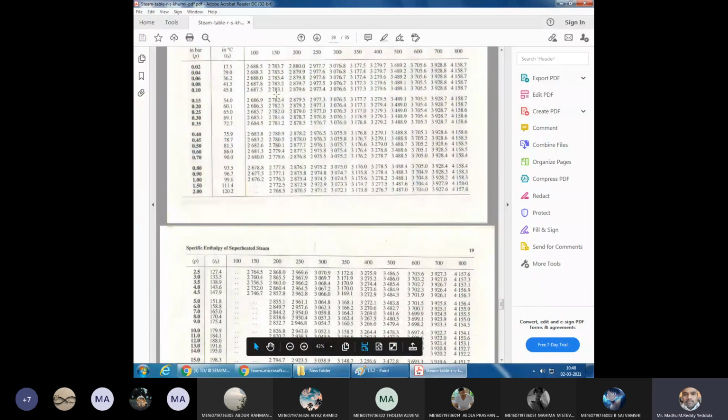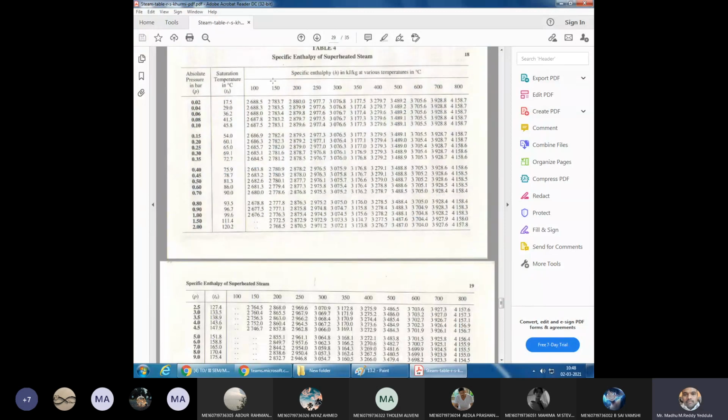Right, 1 bar, 150 degrees centigrade. Now you can see on the horizontal line, these are all temperatures, right? And corresponding to one particular pressure at different temperatures, we have properties of the steam. Now at 1 bar pressure at 150 degrees centigrade, what is the enthalpy? Tell me, specific enthalpy. At 1 bar pressure, the given pressure, at 150 degrees centigrade. At 200 degrees centigrade, 2875.4 kilojoules per kg, right?